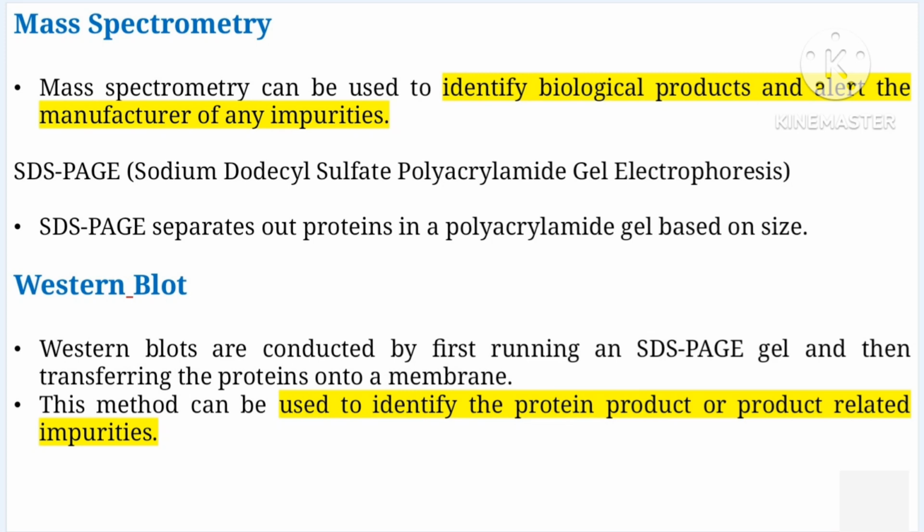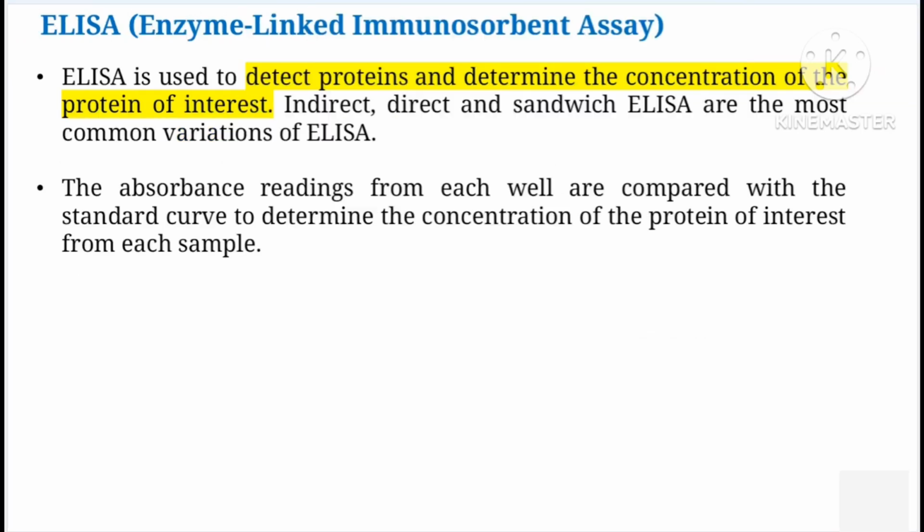Western blot. Western blots are conducted by first running an SDS-PAGE gel and then transferring the proteins onto a membrane. This method can be used to identify the protein product or product related impurities.